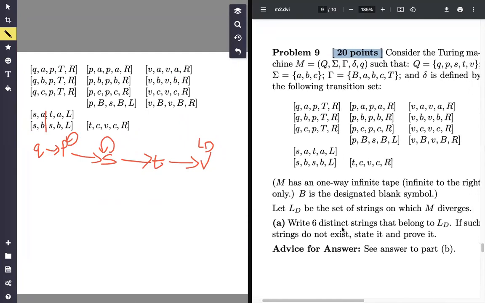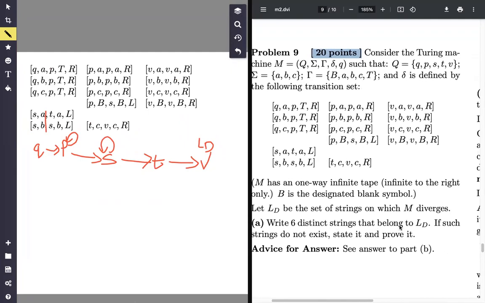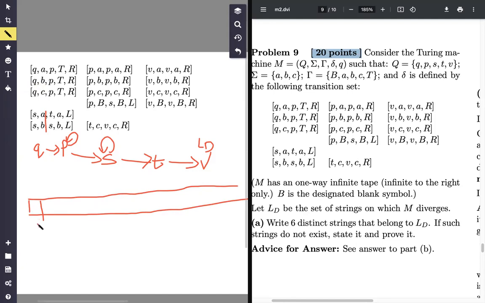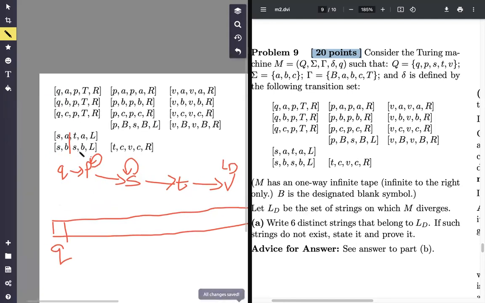So the first part says write 6 distinct strings that belong to L diverge. I'll write a regular expression, and then from there, we'll create some strings from it. Okay. So let's go to Q. Let's go from Q. Start doing this. Okay, so we're in state Q. We need to go from Q to P.